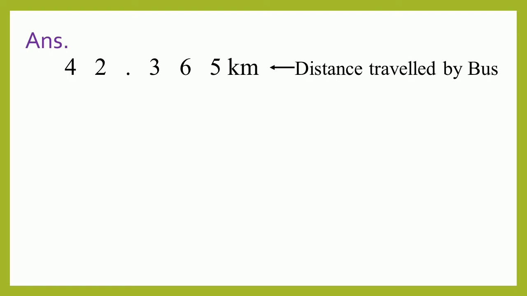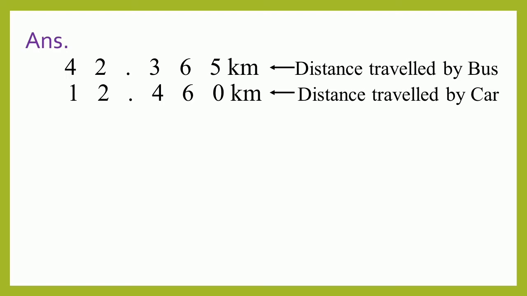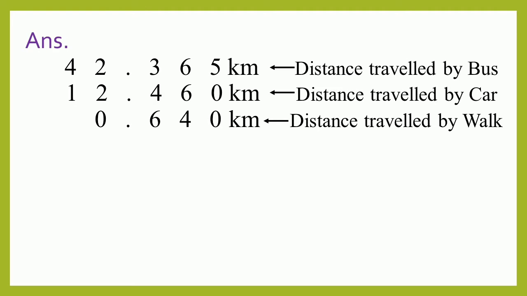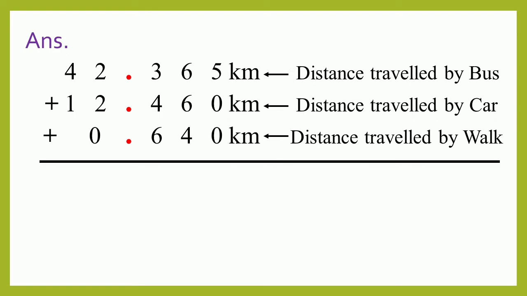The distance travelled by Avinash by bus is 42 km and 365 meter. We can write that in decimal form as 42.365 km. The distance travelled by car is 12 km and 460 meter. We can write that in decimal form as 12.460 km. And he walked a distance of 640 meter. In decimal form we can write it as 0.640 km.